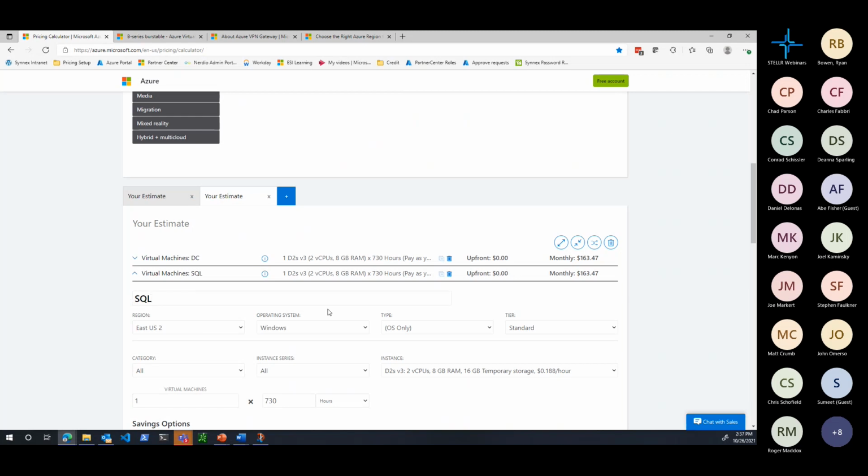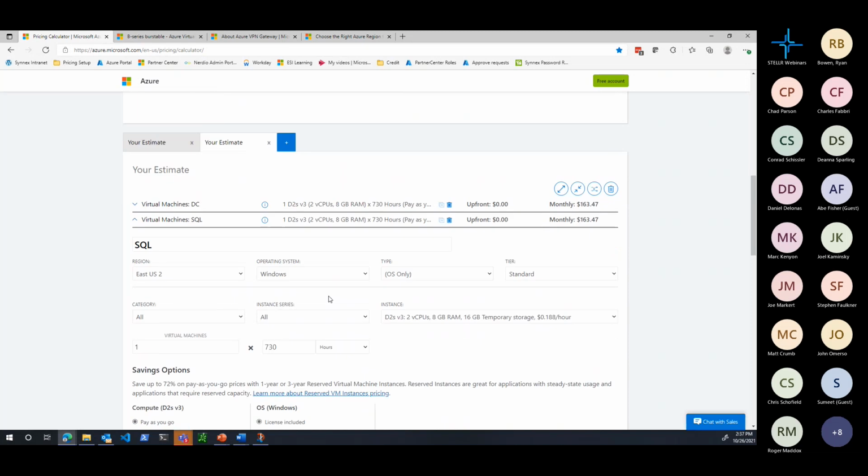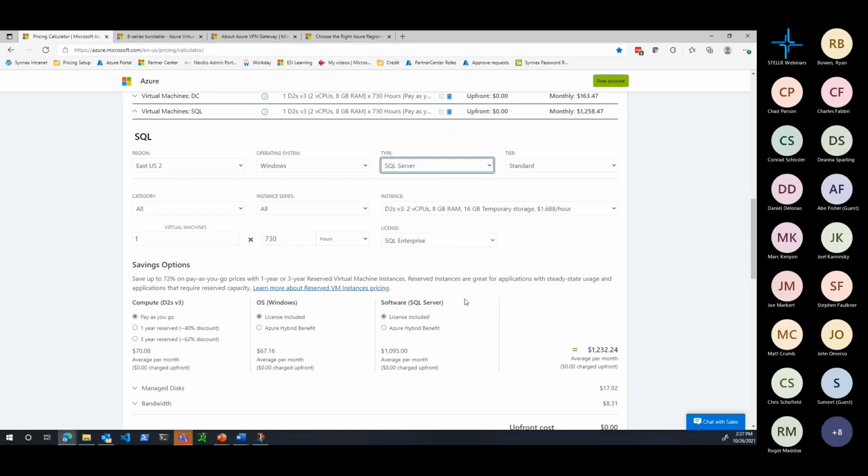So I wanted to show SQL here under the virtual machine side because I didn't talk about type when we were talking about virtual machines. This is where I can add SQL as an option. Now, by default, Microsoft likes to say you should be in SQL Enterprise. Most often, that's not the case. So we can change our license type to standard, and it will include the SQL licensing in your system cost.